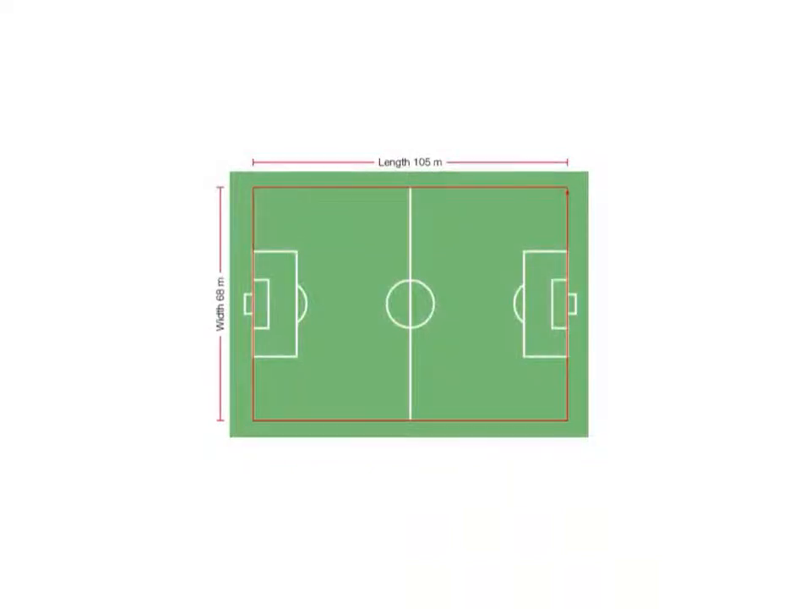Hi guys, today we're having a look at perimeter. Now perimeter is the distance along a boundary shape. Okay, so a frame goes round the perimeter of a picture, so it would go all the way around.